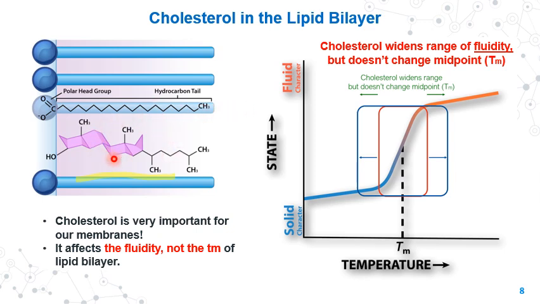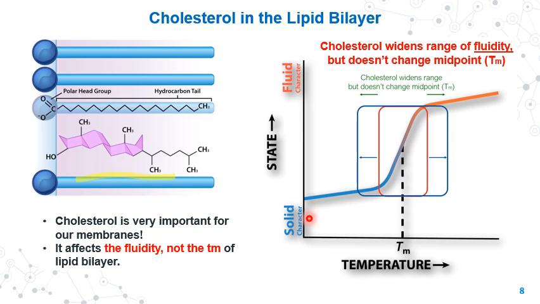Now, what is cholesterol doing here? Cholesterol is not interfering with the melting point. Okay, so cholesterol does nothing for the melting point of the membrane. But what it does is make the membrane more fluid. Okay, so it's going to change the fluidity of the membrane and not the melting point.